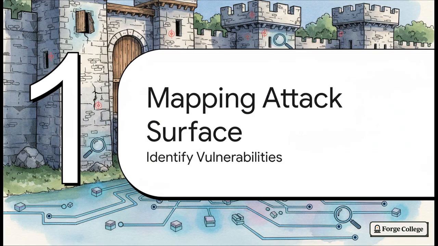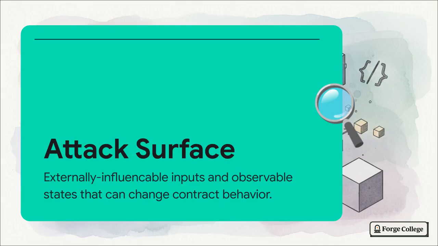Section 1. Mapping your attack surface. Think about it like this. If you were trying to secure a medieval fortress, you'd obviously need to know the location of literally every single door, window, and ventilation shaft, right? Well, in Web 3, this perimeter is what we call your attack surface. To put a strict definition on it, your attack surface is the set of externally influenceable inputs and observable states that can actually change your contract's behavior.